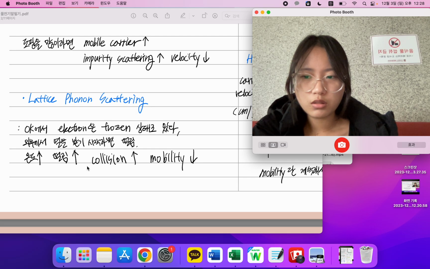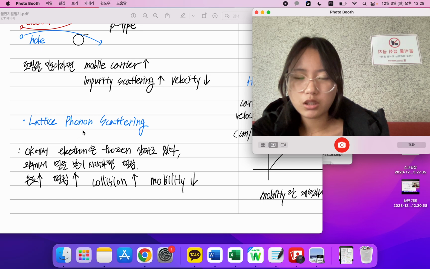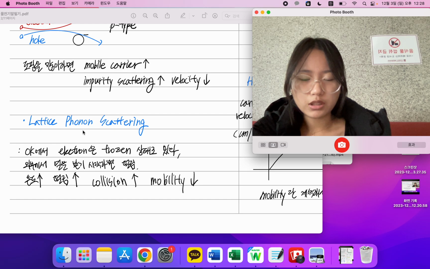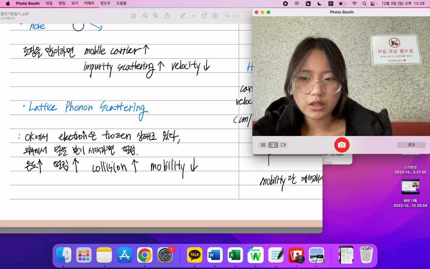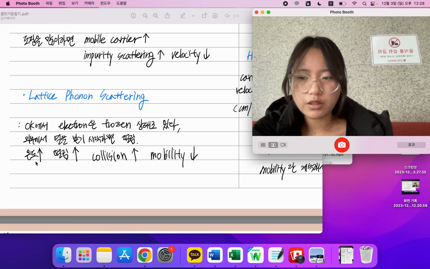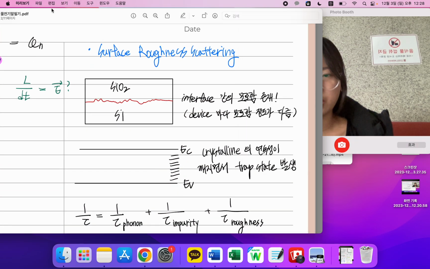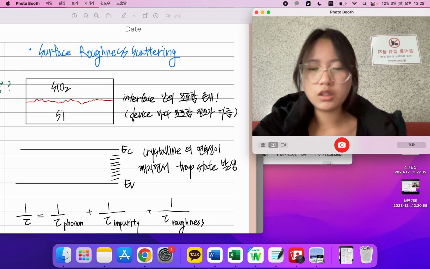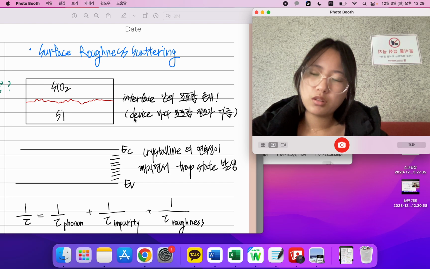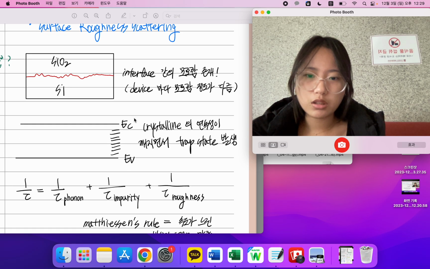And we learned about scattering types. The first type is lattice phonon scattering. At 0 Kelvin the electrons are frozen, but outside energy gives phonons to the electrons. Then the electron's energy is higher, collisions are higher and mobility goes down. The next scattering type is surface roughness scattering. The material has roughness at the surface, so the crystal is broken and trap states exist.